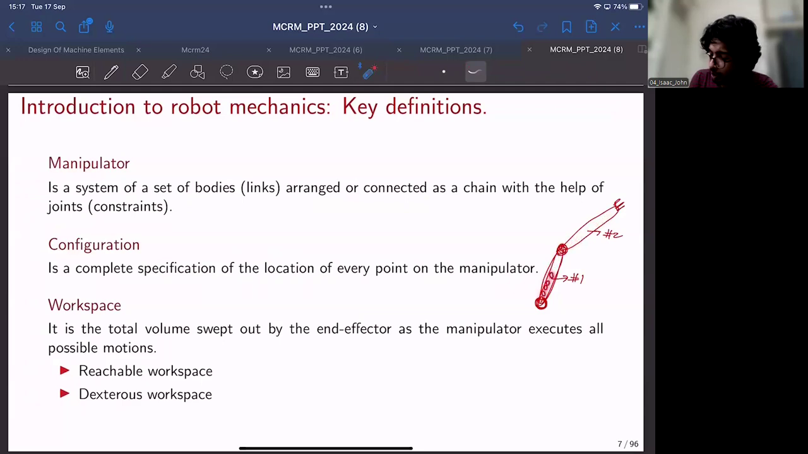To define the configuration of a robotic manipulator, you require a minimum set of independent variables. If you specify the variables as joint variables, you can have one variable over here, theta1, and another variable here, which you can label as theta2. With these two variables, you can define the location of any point at any time in space. So for a 2 degrees of freedom robot, you need two variables to completely define its configuration.